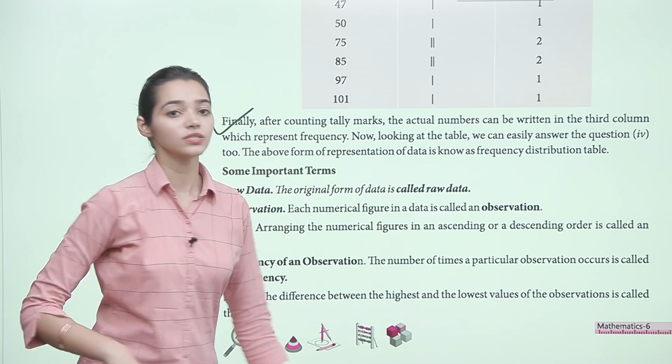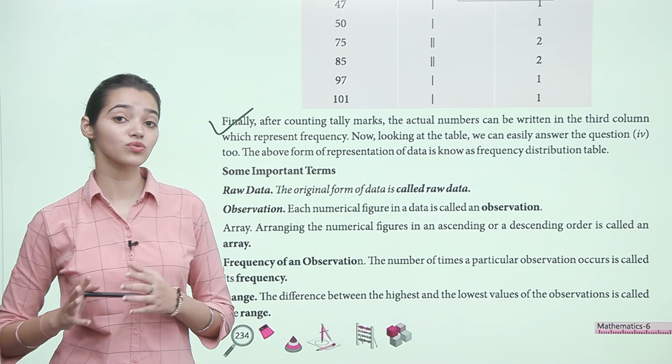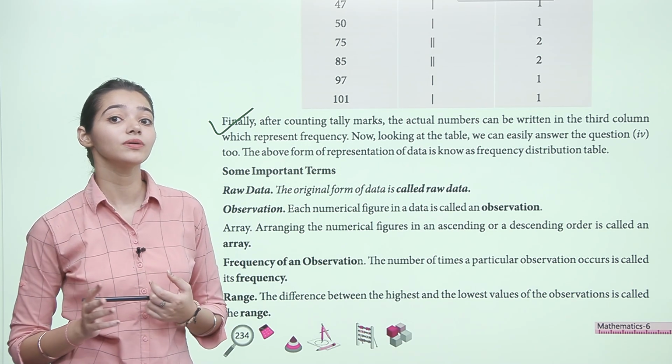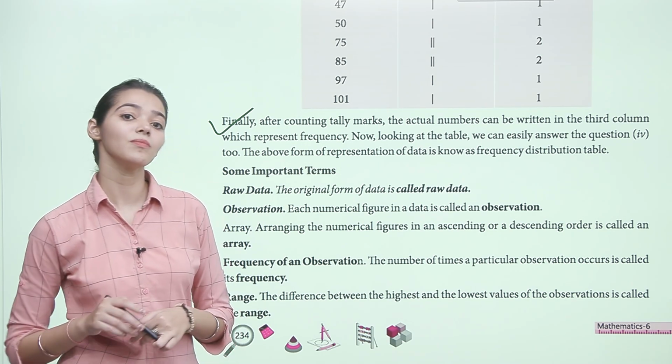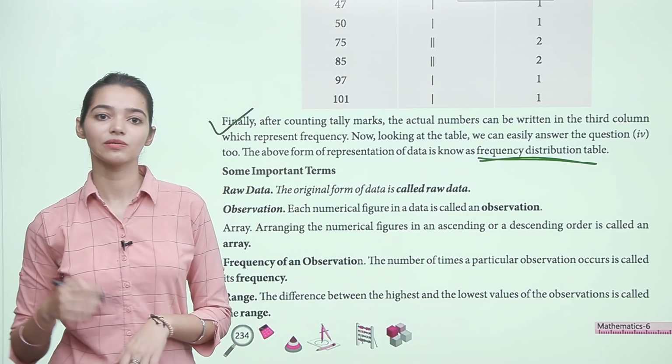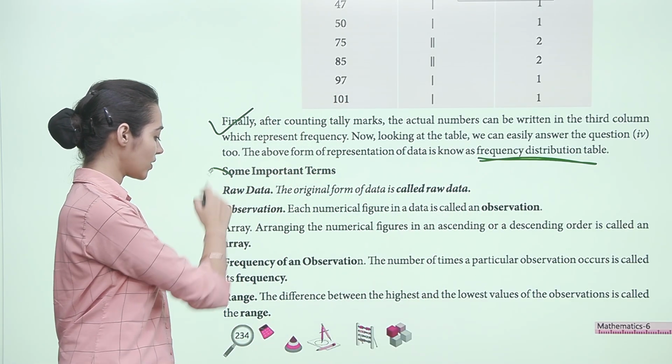Finally, after counting the marks, the actual numbers can be written in the third column, which represents our frequency. Looking at the table, we can answer question number 4, and the above representation of data is called the frequency distribution table. Now here are some important terms.